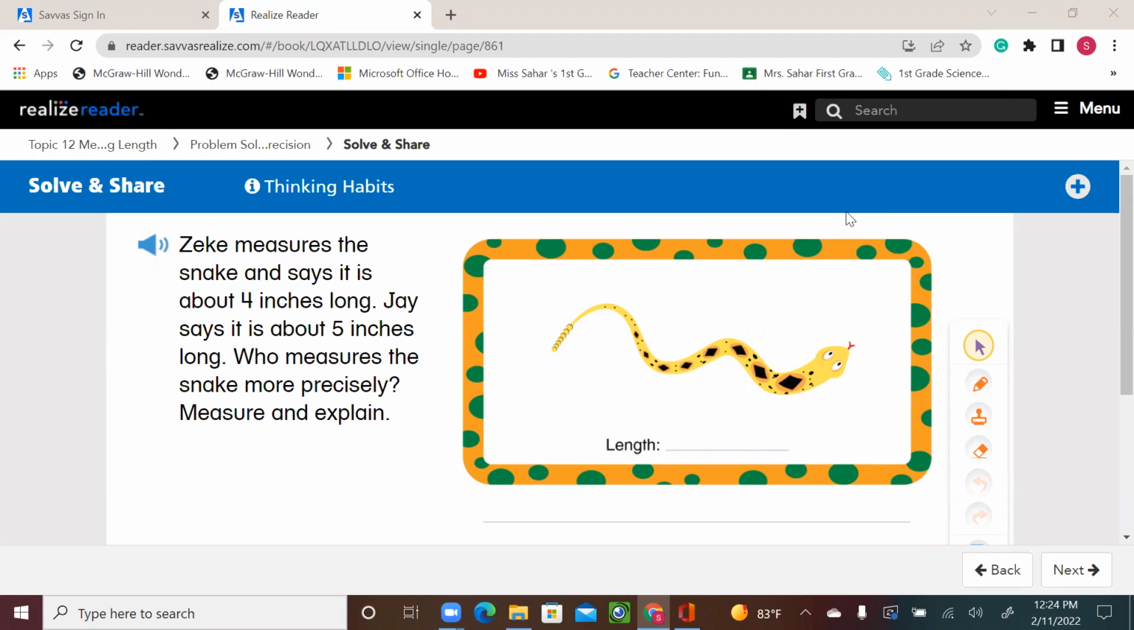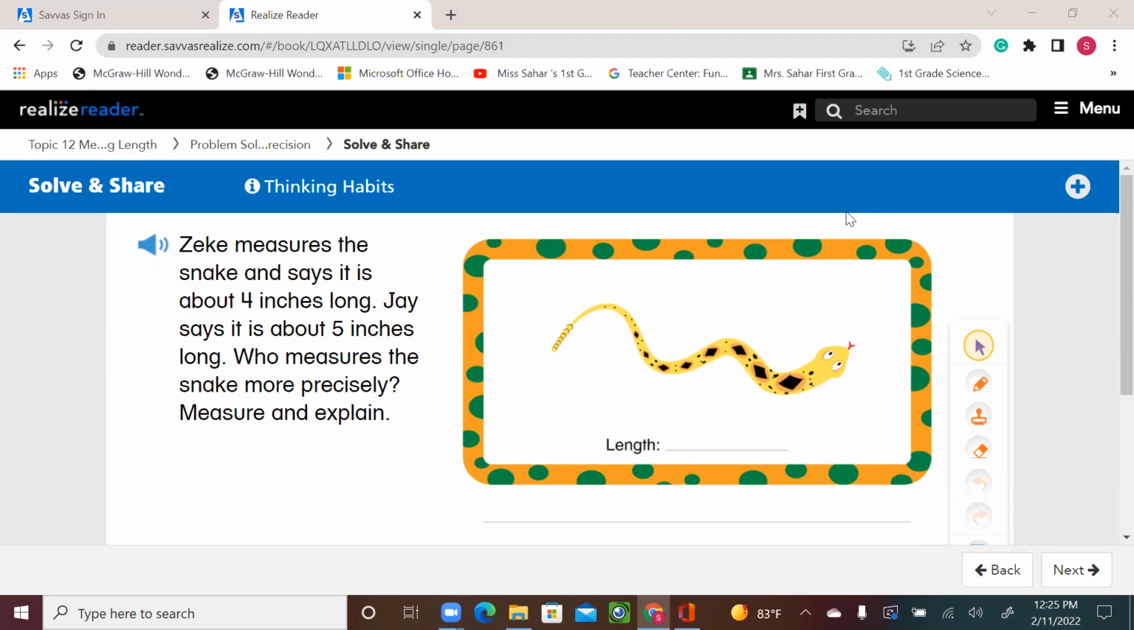We're still in topic 12, and this is the last lesson for our topic. In this topic, we learn about measurement. We use different units. We learn about inches, foot, yard, centimeter, meters. We also learn about how to measure not on a straight path, and we learned that we measure each part and we add them together.